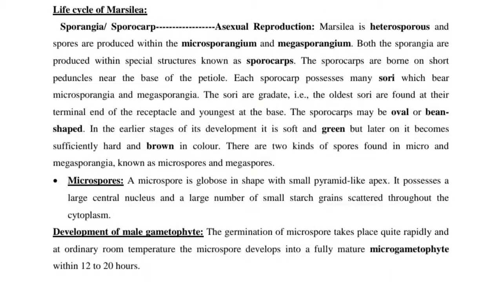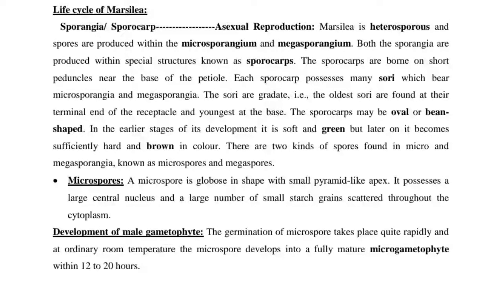Life cycle of Marsilea. Sporangia. Sporocarp. Asexual reproduction. Marsilea is heterosporous and spores are produced within the microsporangium and megasporangium. Both the sporangia are produced within special structures known as sporocarps.